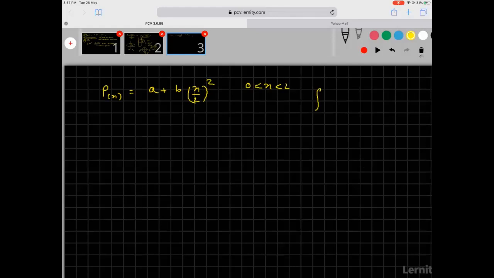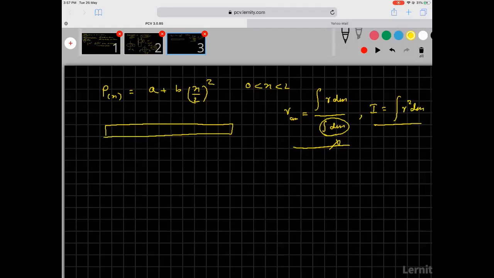Center of mass is integral r dm divided by integral dm. This is RCM. Then you have moment of inertia I is equal to integral r squared dm. So this thing is not there here, and this r becomes r squared. So you have this, you have this. Now for this, can you find out what the moment of inertia for this rod is? There is a rod, the density of the rod is given by this. I am asking you to find out the moment of inertia of the rod.